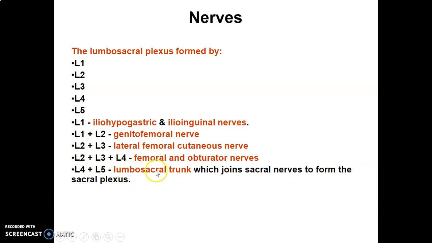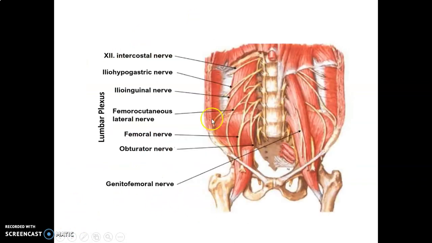Then L4 to L5, you find the lumbosacral trunk now joins the sacral nerves to form the sacral plexus. So that's where we call it lumbosacral, because L4, L5 join the sacral nerves. This we have already gone through. So you identify your psoas, anterior to it genitofemoral, lateral to it femoral, medial to it is your obturator nerve.